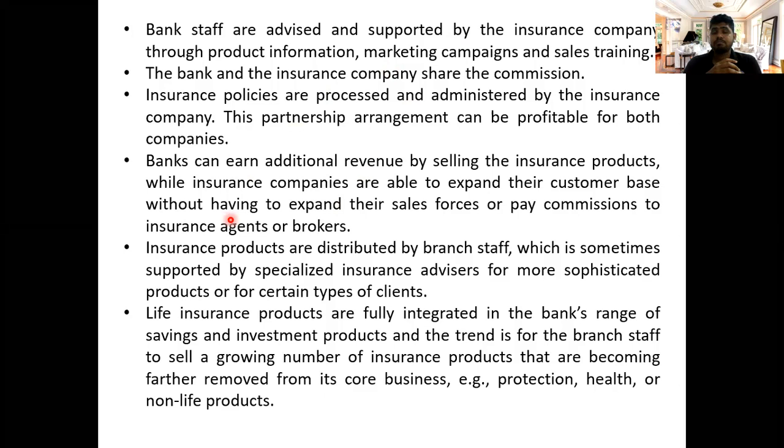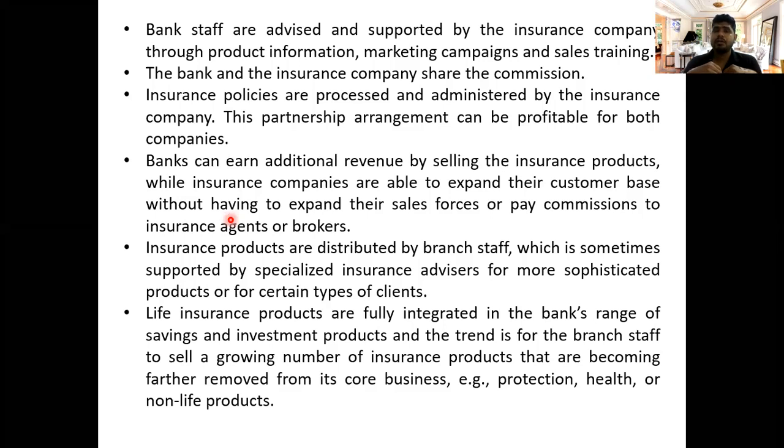There are a vast number of types of insurance policies out there in the market. Banks can earn additional revenue by selling insurance products, while insurance companies are able to expand their customer base without having to expand their sales forces or pay commission to insurance agents or brokers, right? So once the insurance company makes an agreement with banks, they don't want to open many branches island-wide.